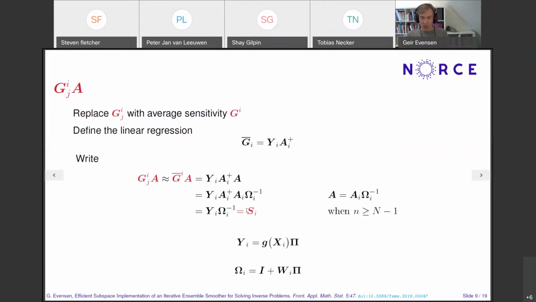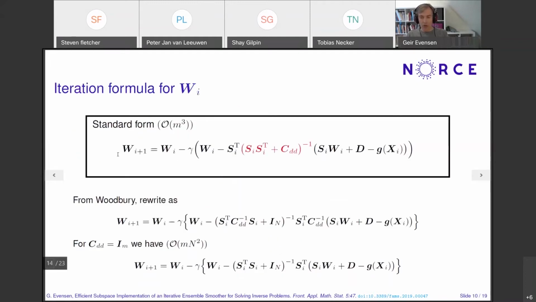So we just define this expression to be, I call it S. And our final equation for the updates of the coefficients W, and now it's for the whole ensemble here, looks like this. And here we recognize the Kalman gain. And this is just the innovation term, with this correction that takes into account that it's the prior term in the iterations.